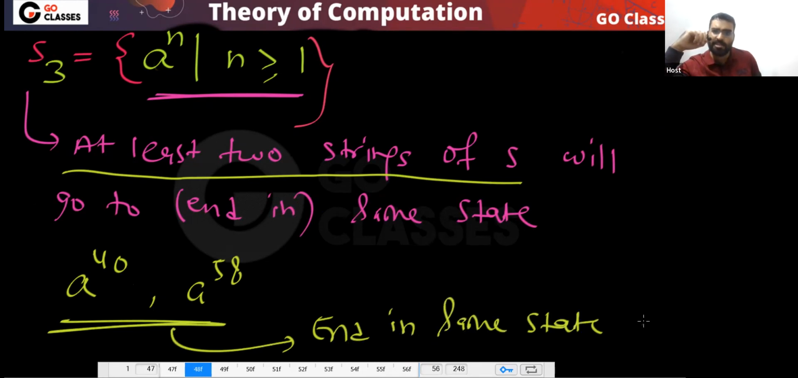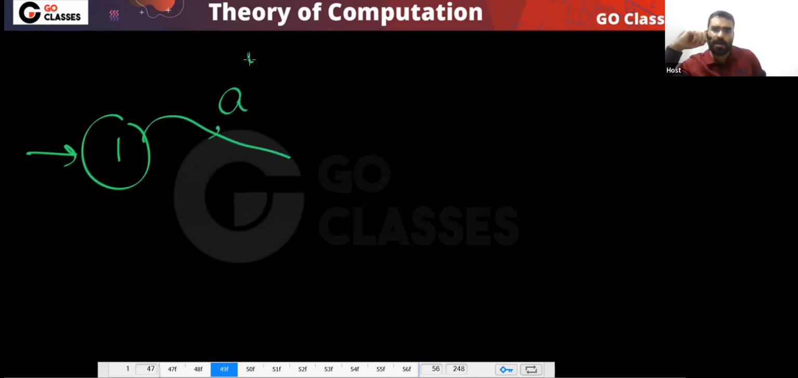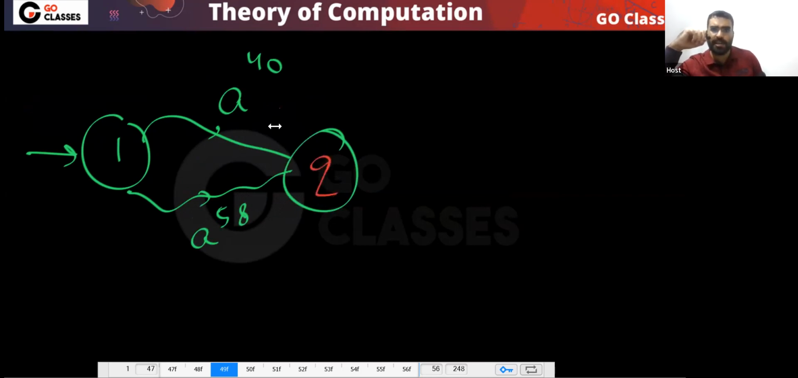So they will end in the same state, and that is state number 1. From state number 1, your initial state, you can notice that these two, a power 40 and also a power 58, will go to the same state, and that state is basically 1. My point is only this: they will go to the same state.